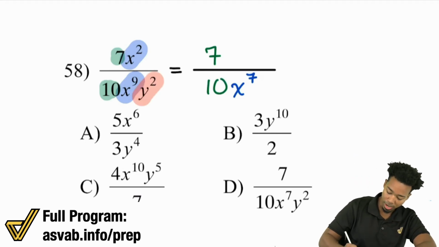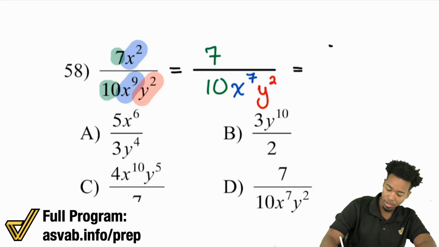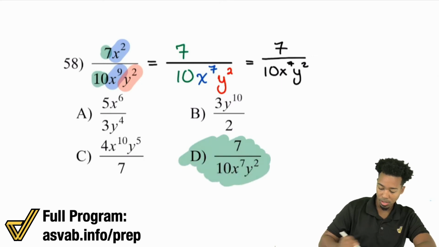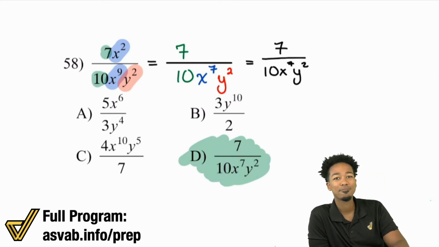And there it is. And lastly, we just leave the y squared as is. And there's our final answer. It's gonna be 7 over 10x to the power of 7 y squared. And that will be answer choice D. Right there, nice and easy. But let's keep it going here.